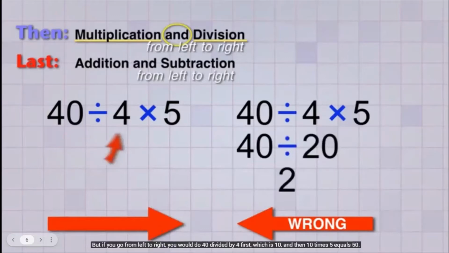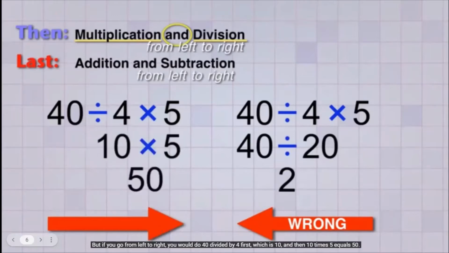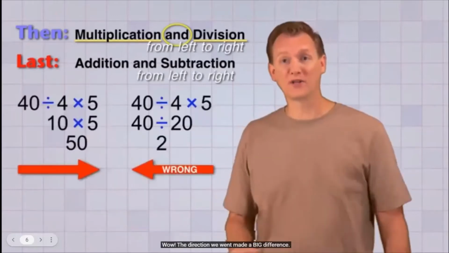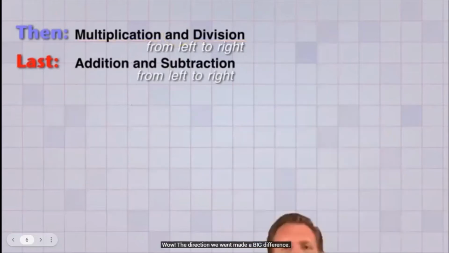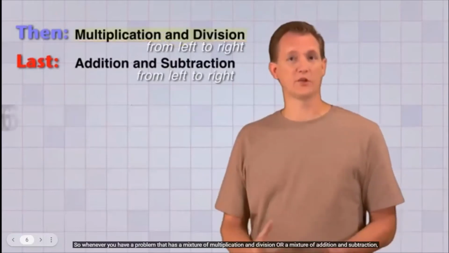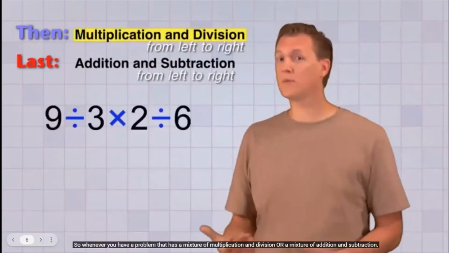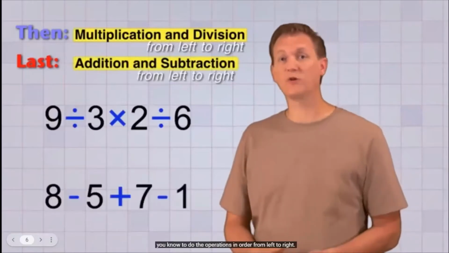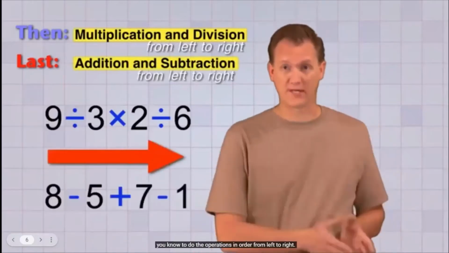But if you go from left to right, you would do 40 divided by 4 first, which is 10. And then 10 times 5 equals 50. Wow, the direction we went made a big difference. So whenever you have a problem that has a mixture of multiplication and division, or a mixture of addition and subtraction, you know to do the operations in order from left to right.